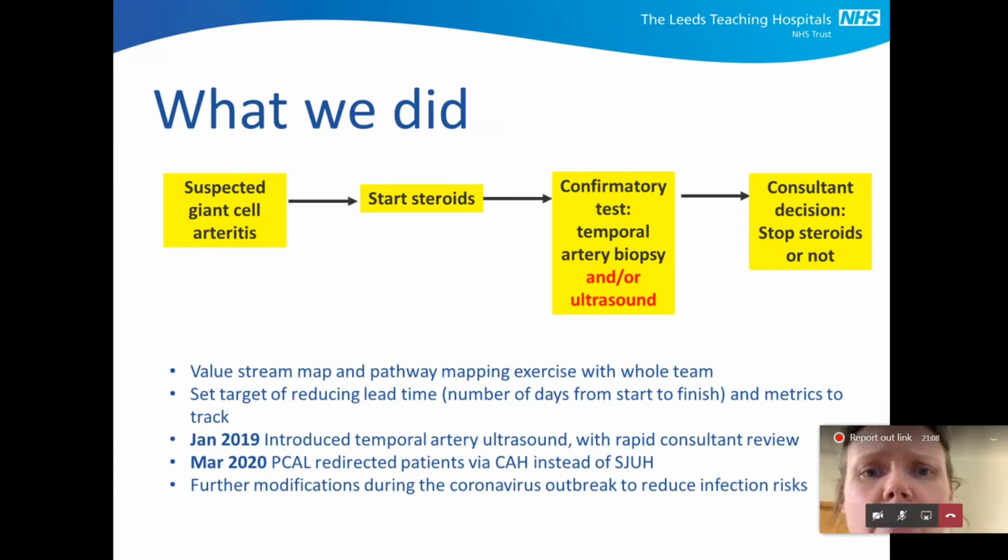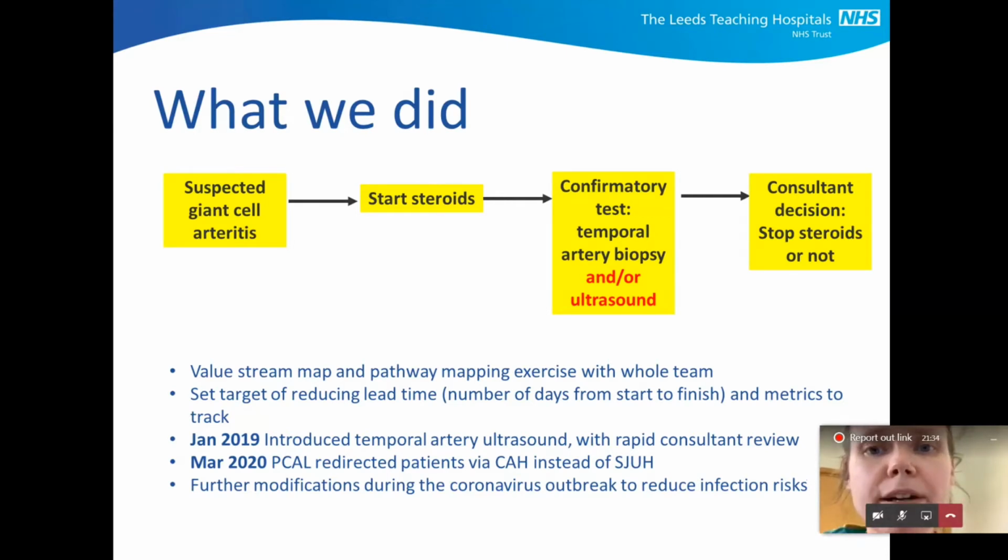We set our targets. So before we introduced our change, the average was 28 days from the initial referral to that consultant decision. And we were wanting to reduce that to a target of somewhere around 7. So in January 2019, we introduced temporal artery ultrasound, and with a more rapid consultant review with the result of that ultrasound. So not all patients would necessarily need to go on to have that biopsy and wait that time.